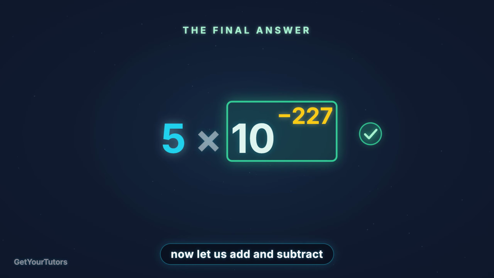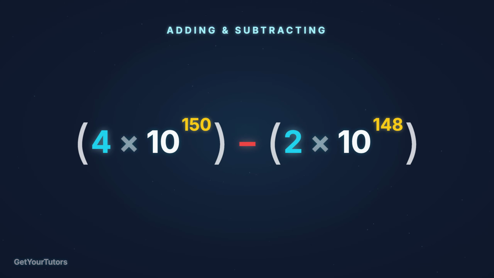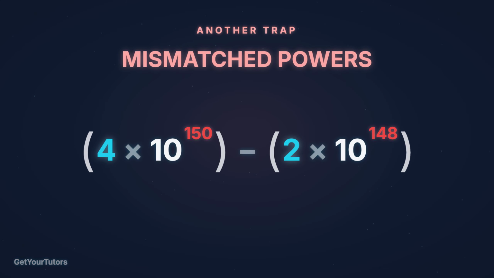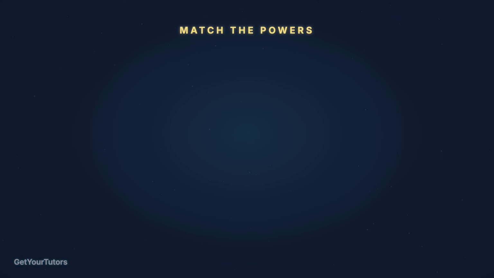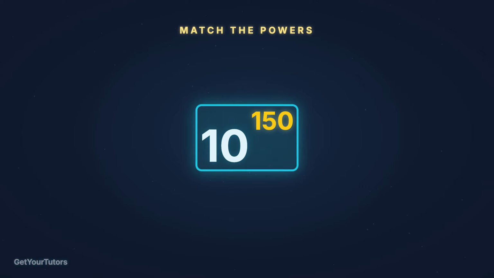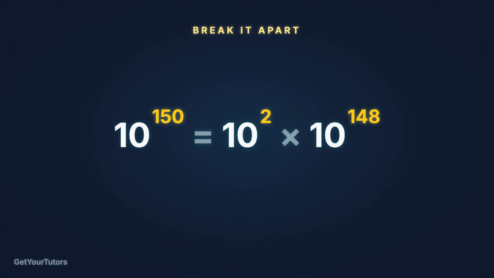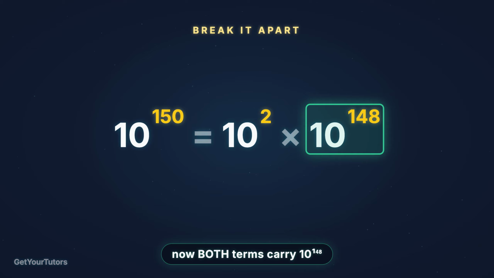Let us move to addition. Subtracting standard form is brutal. Subtract 2 times 10 to the 148 from 4 times 10 to the 150. Another trap. You cannot just subtract the ordinary numbers if the powers of 10 do not match perfectly. It is mathematically illegal. We must rewrite the larger power of 10 to match the smaller one. Break apart 10 to the power of 150. We write it as 10 squared, multiplied by 10 to the power of 148. The powers perfectly match up now.